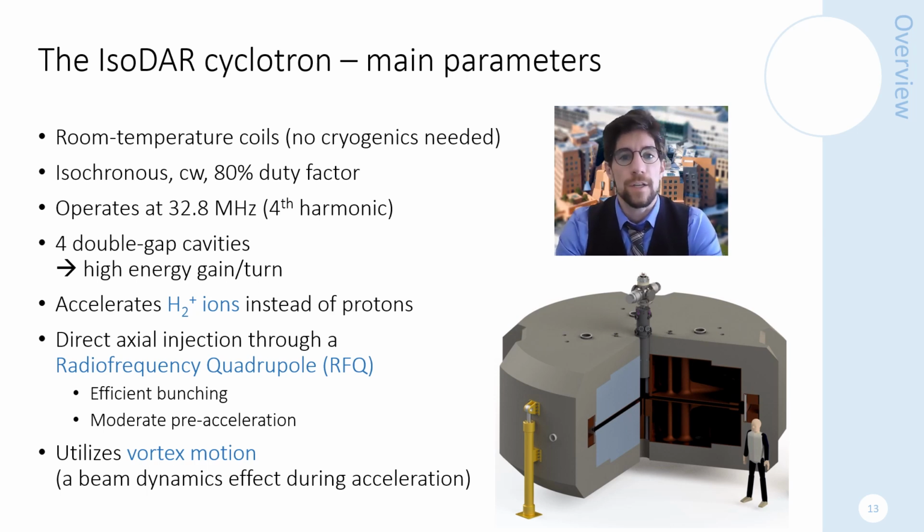2, we are injecting directly axially through an RFQ embedded in the cyclotron yoke, which leads to very high bunching before injecting through the spiral reflector. And 3, we're utilizing vortex motion, an interesting beam dynamics effect that happens in space charge-dominated beams in isochronous machines.